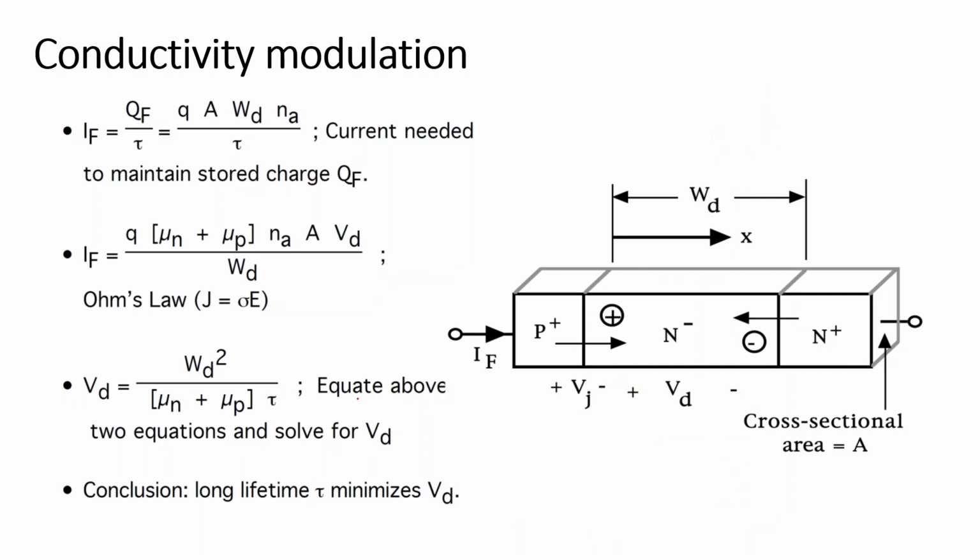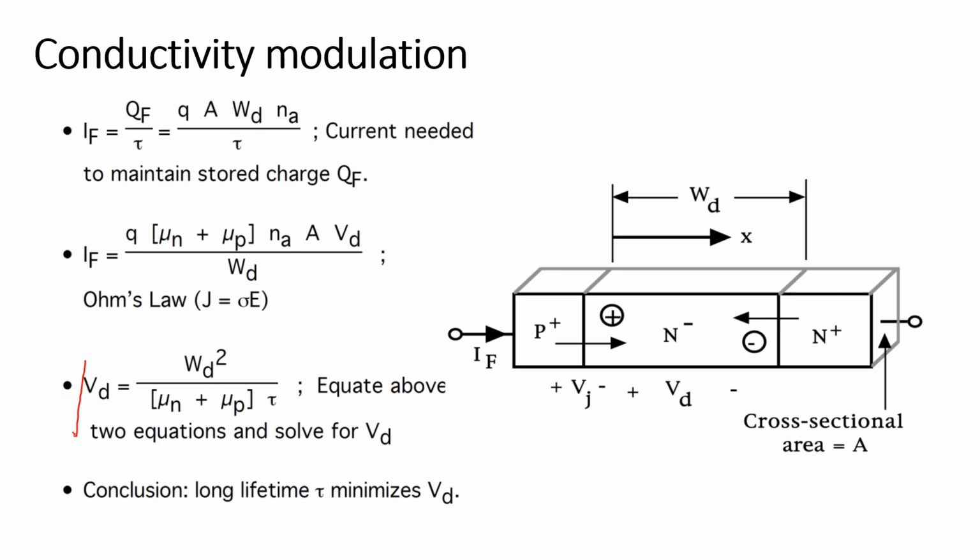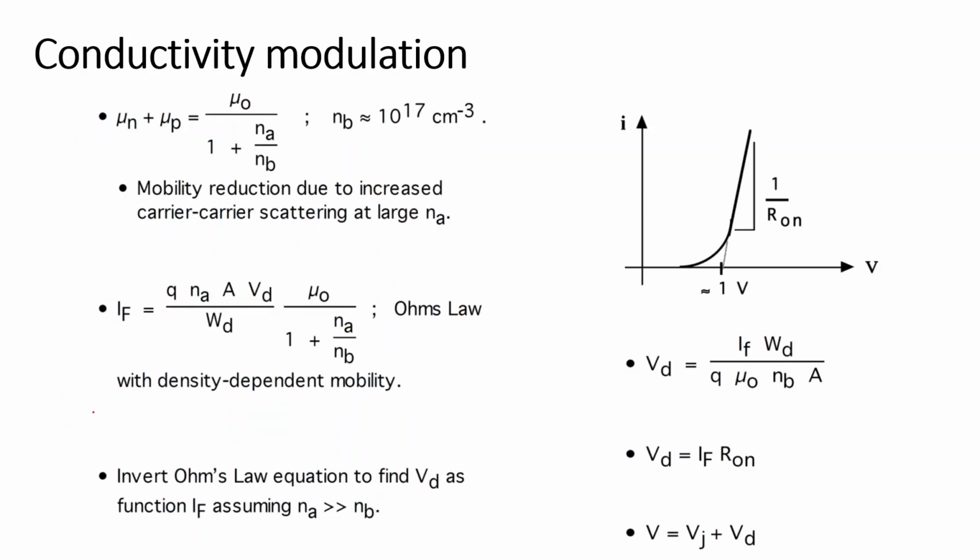So why is this happening? Because of the conductivity modulation. Because of conductivity modulation, tau is increased, and because of which Vd is reduced. Now there is one more phenomenon which occurs in the power diode, and this is also important.